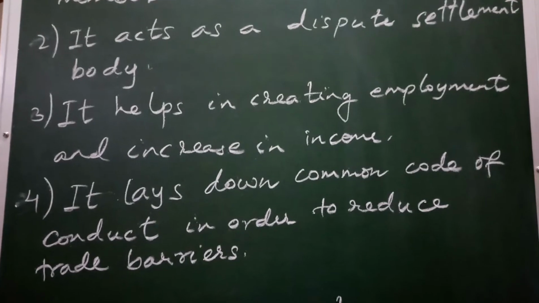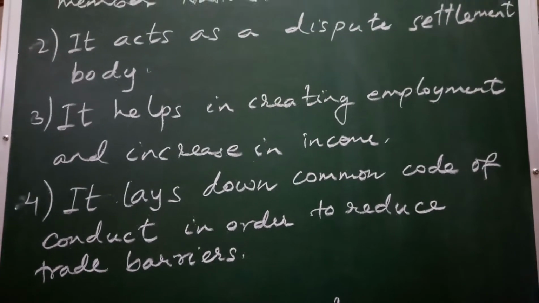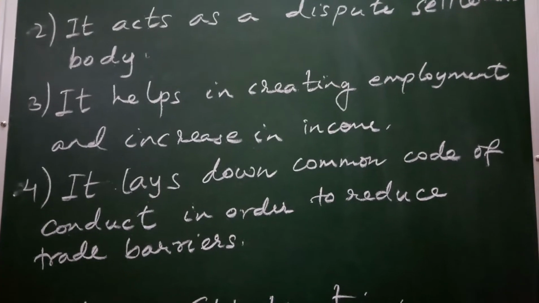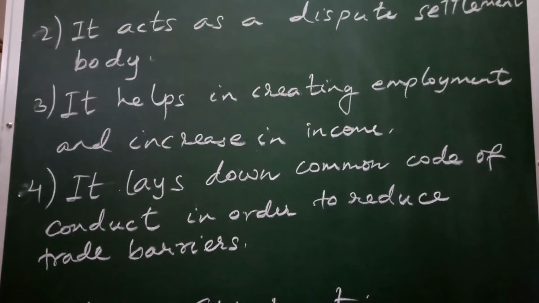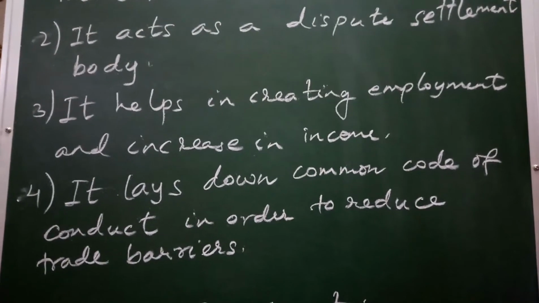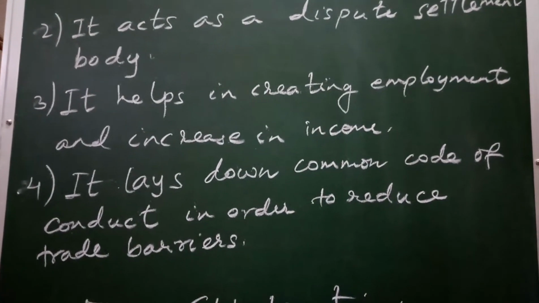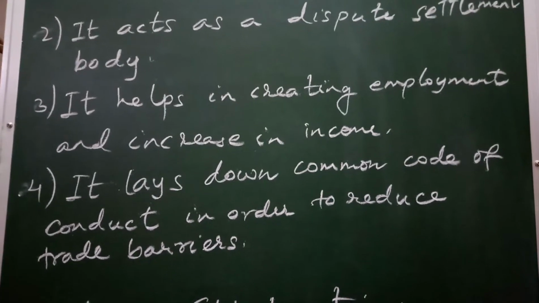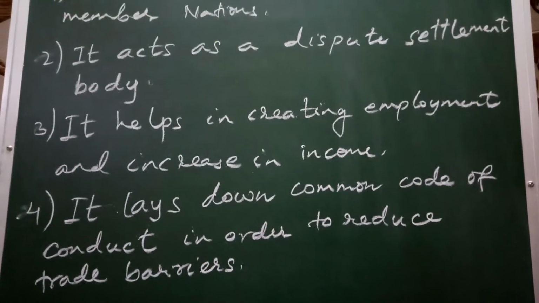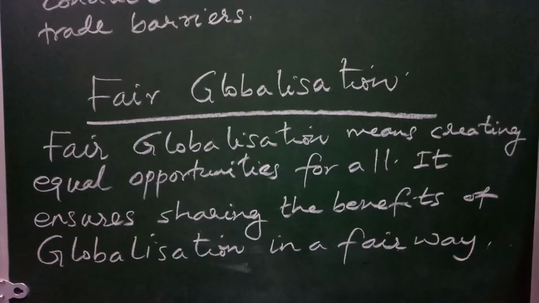Fourth advantage or role or function: it lays down a common code of conduct in order to reduce trade barriers. It tries to reduce trade barriers between the member nations. It has framed a common code of conduct which has to be followed by the member nations so that free and fair trade can be there in the world.